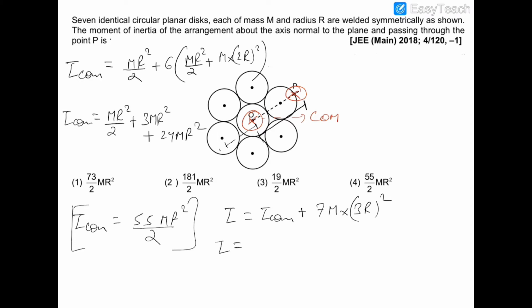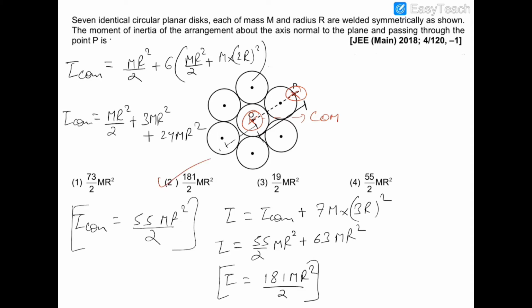So I is equal to ICOM, which is 55 by 2 mr square, plus this is 63 mr square, and this will be equal to 181 mr square by 2. So the correct answer would be option number B.